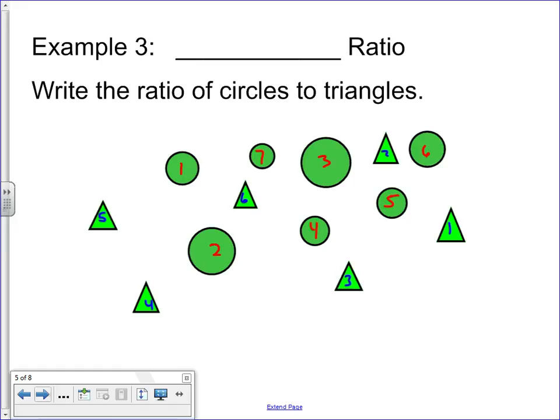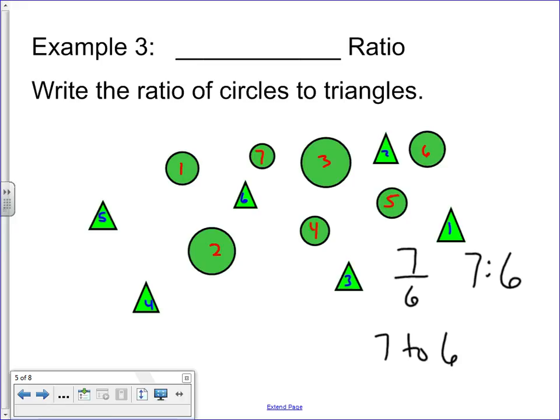So I need to write my ratio. As a fraction, that would look like 7 over 6. 7 circles to 6 triangles. Using the colon, it would look like 7, the colon, the number 6. And then lastly, we're comparing circles to triangles. So we're going to say that there are 7 circles to 6 triangles.